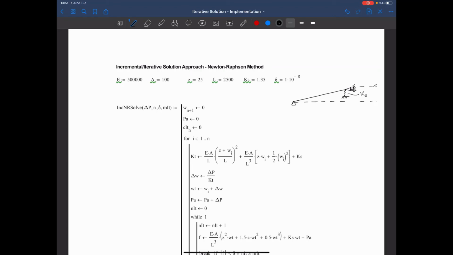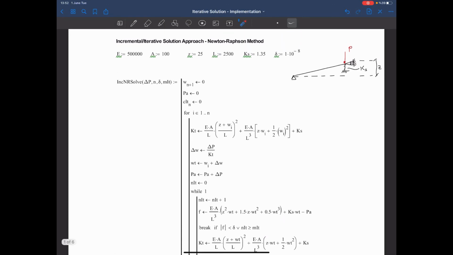So this distance is Z, and the length of the truss is equal to L, and we are applying a force in the vertical direction. And Z is equal to 25, the length is 2500, so this is a small deformation case. Ks is equal to 135, which eliminates the snap-through behavior of this truss. And we will be first analyzing this system by using the Newton-Raphson method.